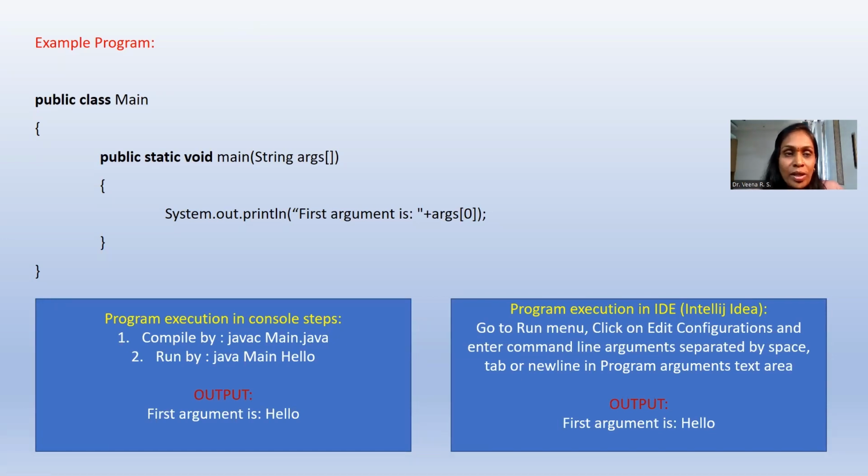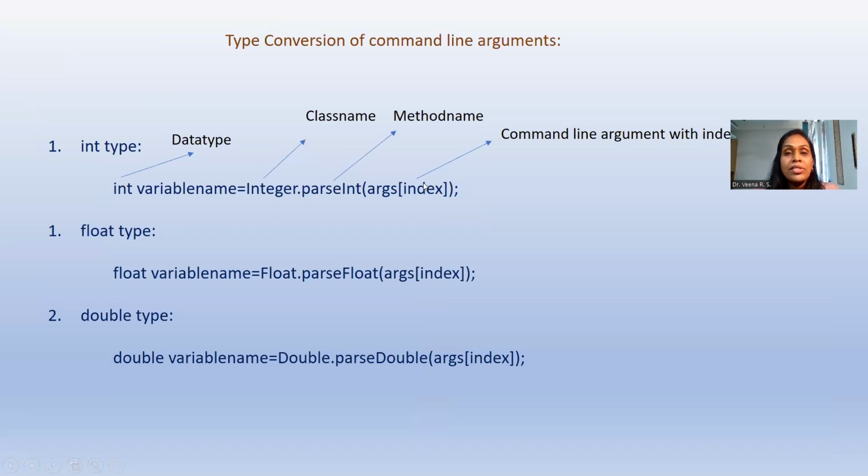Before going to lab program 1 also, as we know, command line arguments are always of type string. So what if I want to read the value through command line argument, but I want to take it as the respective data type like integer, float, double, and so on. So it is always possible to convert the string type to any other data type. So type conversion of command line argument is also possible.